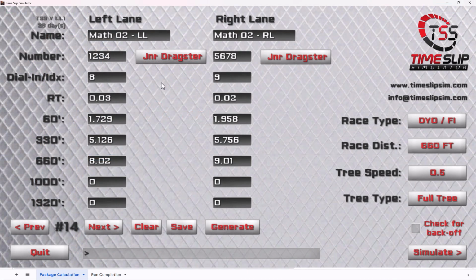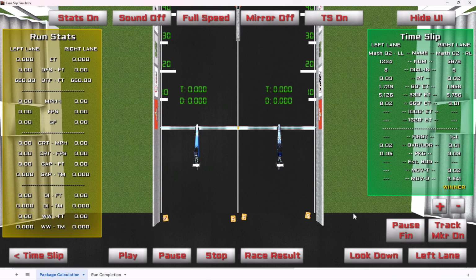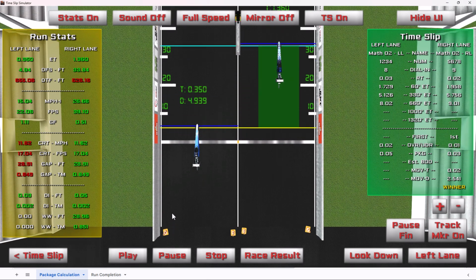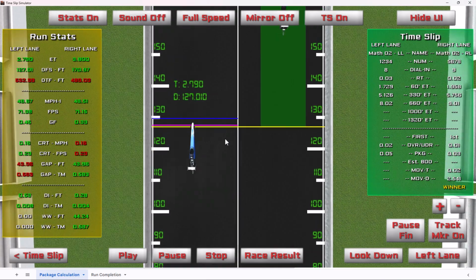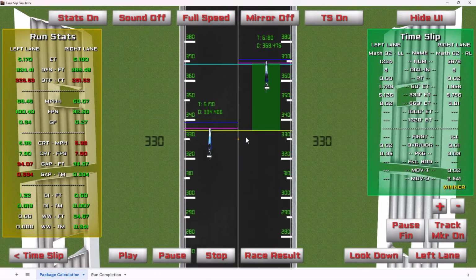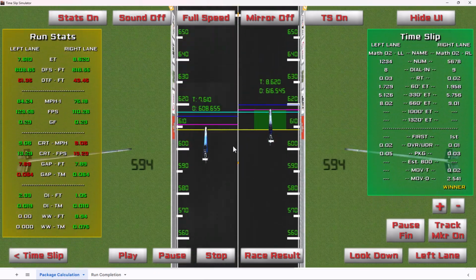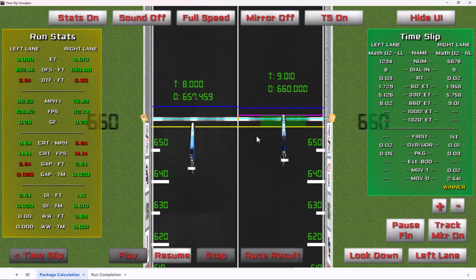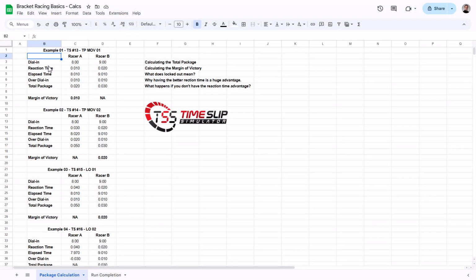So here we have the example in the TSS, same settings as the spreadsheet. Simulate. Here's the margin of victory in time. We also have distance with the TSS. Press play. Just zoom out a bit until we get closer to the finish line. We're just looking for that margin of victory. There we go. So racer B in this instance gets to the finish line 200ths ahead of racer A. So that summarizes how you calculate your total package and also the margin of victory.